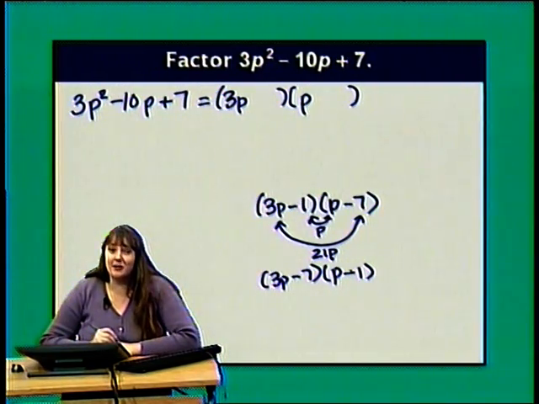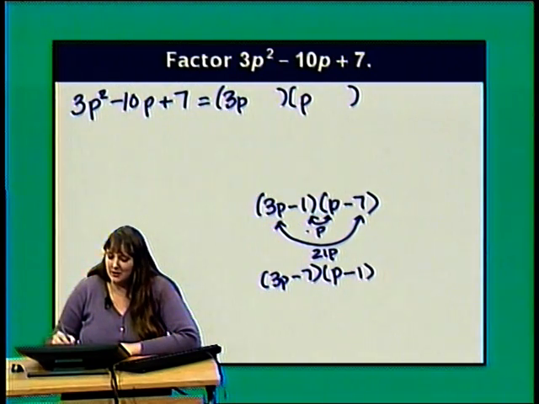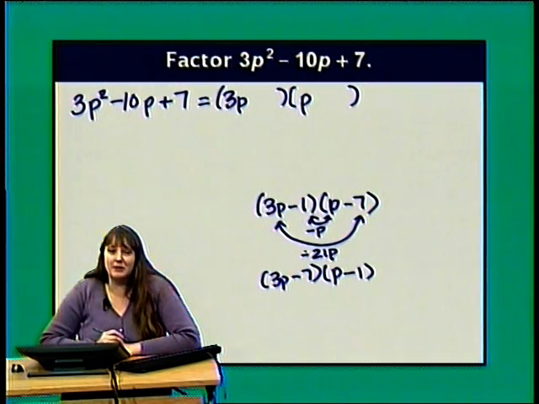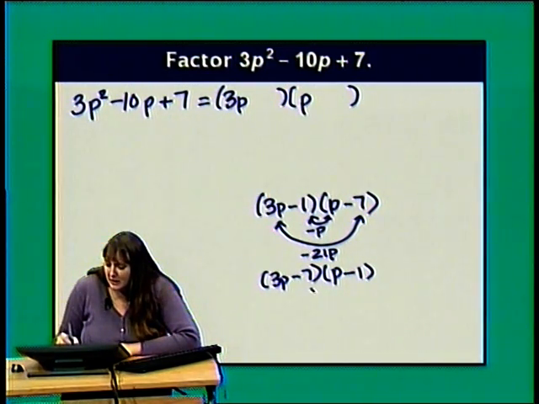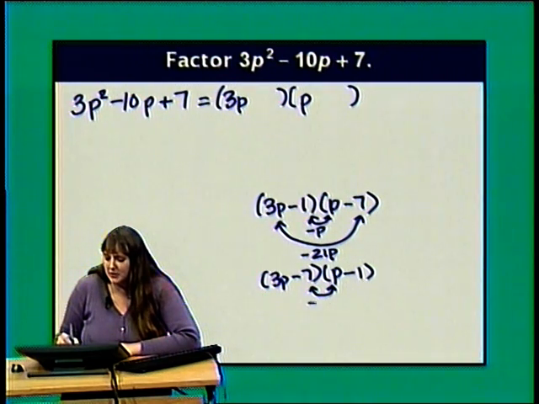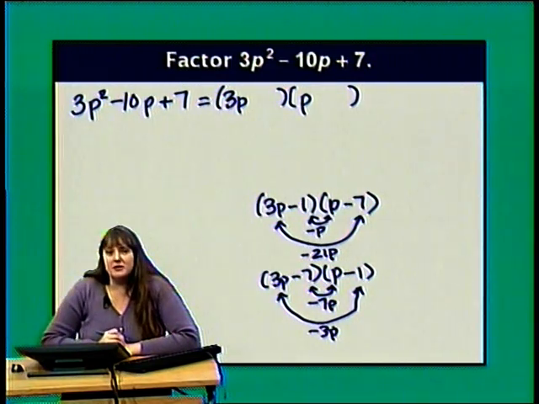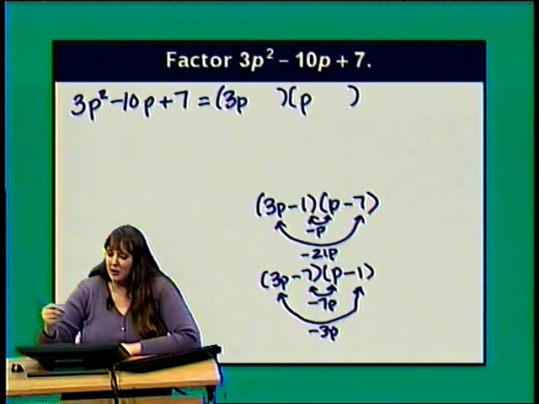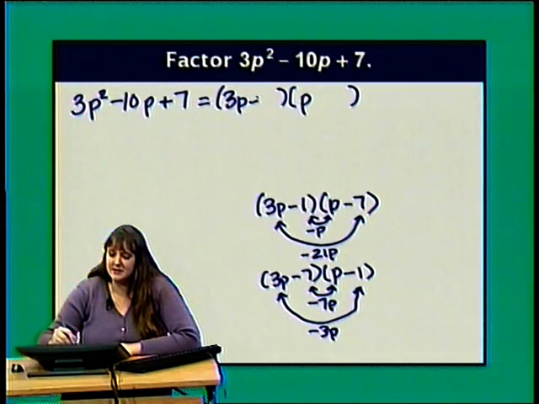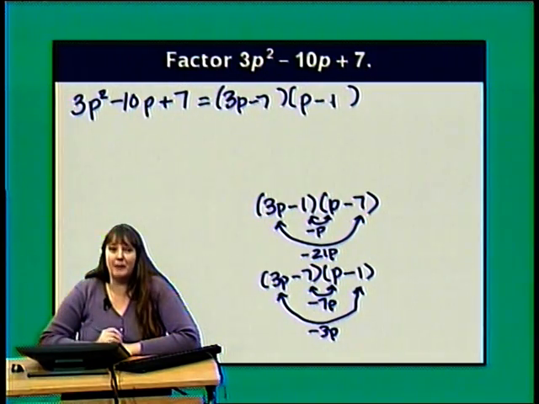So now when I go to check this first guess, negative 1 times p is negative p. 3p times negative 7 is negative 21p. Negative p and negative 21p is negative 22p. Still not what I want. What about the second choice? In this guess, I have negative 7 times p is negative 7p, and 3p times negative 1 is negative 3p. Negative 7p plus negative 3p really is negative 10p. So it looks like the polynomial factors to 3p minus 7 times p minus 1.